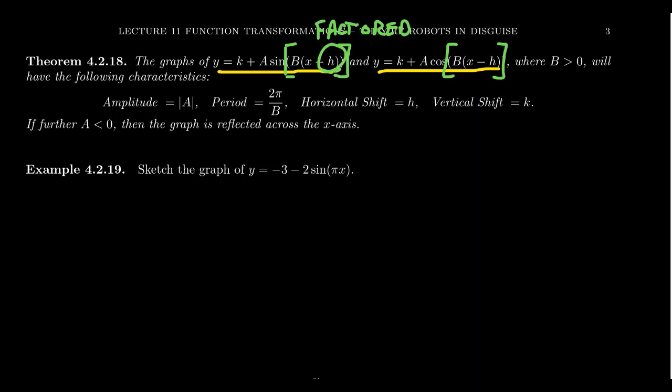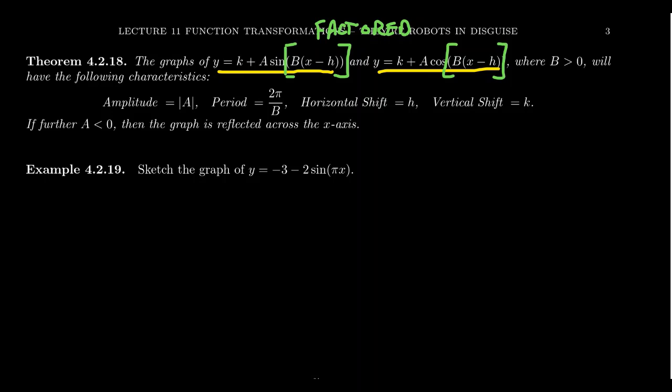This number h here will represent a horizontal shift. Do notice you expect a negative sign in the horizontal zone, but you expect a plus sign outside of the horizontal zone, right? So subtracting h moves things to the right. Adding h actually moves things to the left. And this number b right here affects the period. It'll change how frequently the graph is oscillating. It affects the frequency there. So the period p equals 2 pi over b. And so if you can remember these principles, then you could graph any sine or cosine wave.